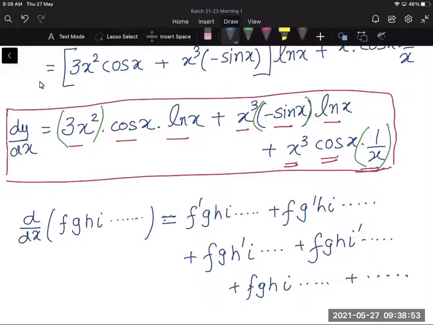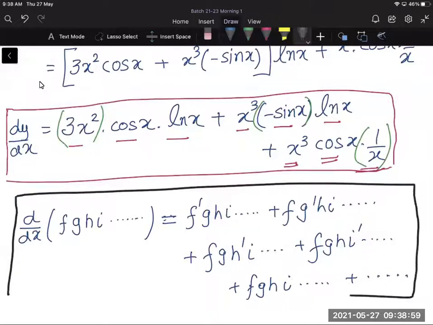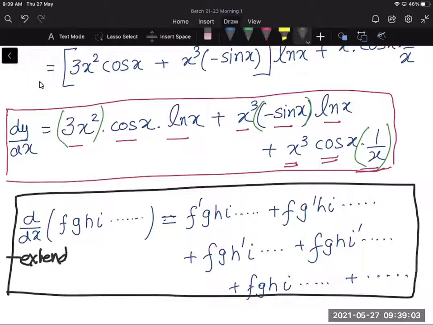Right? So this is the, we can call it the extended product rule.